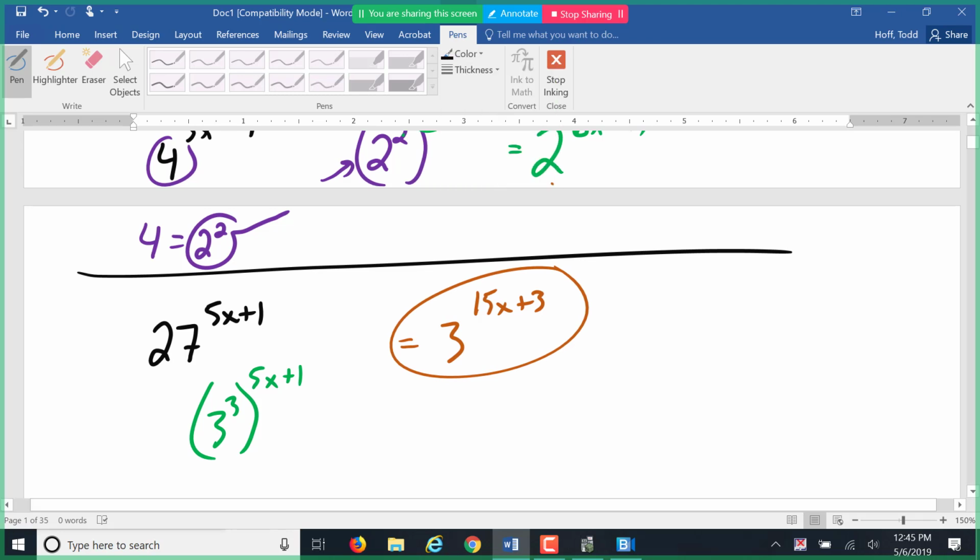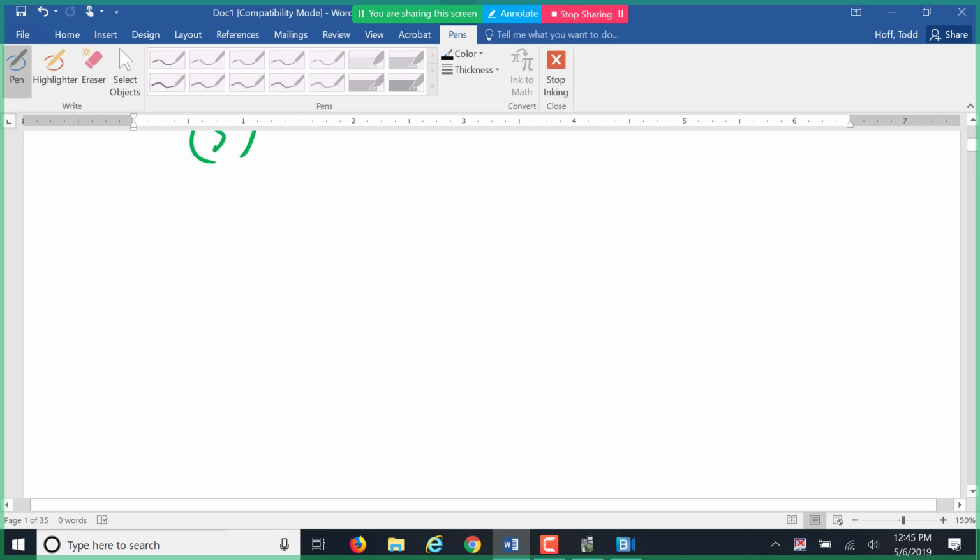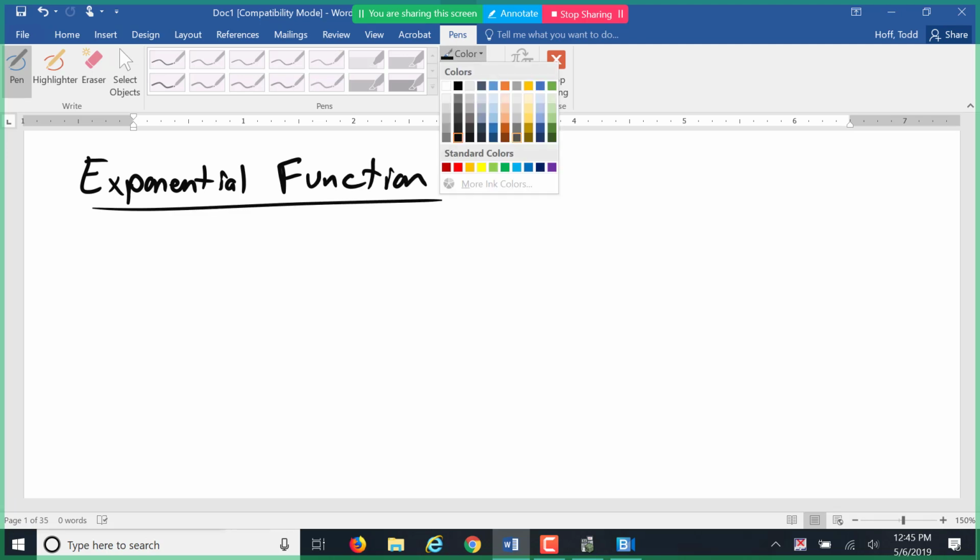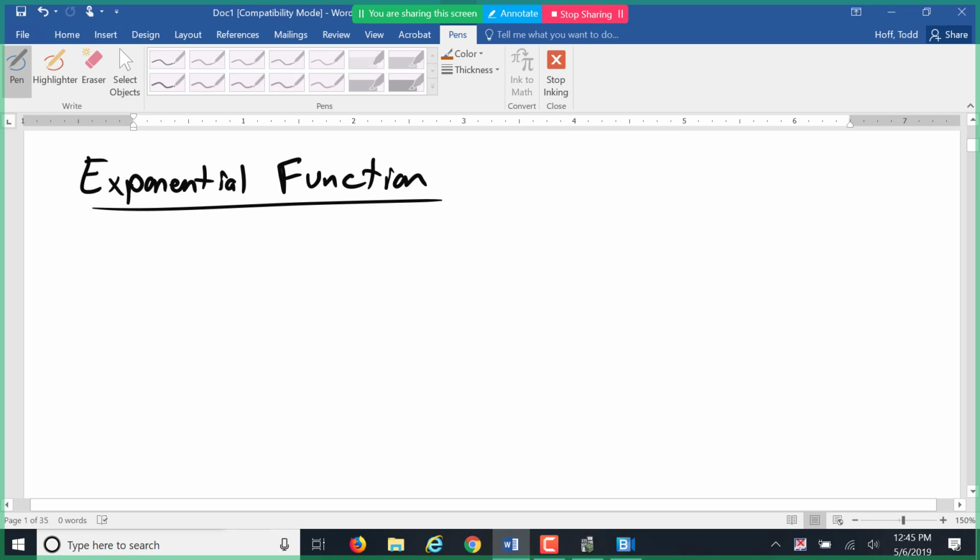Okay, now let's take a look at a basic exponential function. An exponential function, a basic exponential function, takes the form f of x is equal to a to the power of x. Sometimes there's a constant in front of it, a constant times a to the power of x. But the simplest form is just a to the power of x.